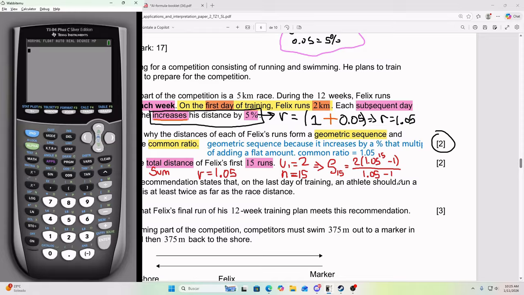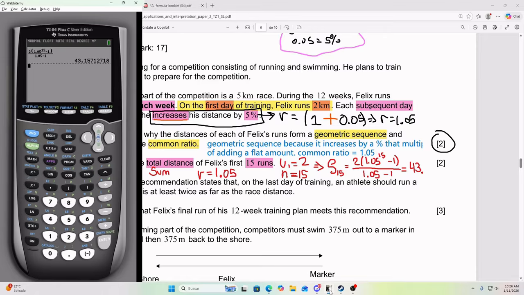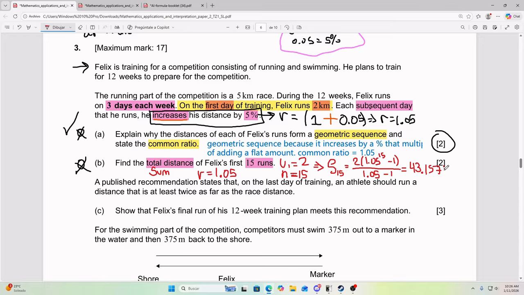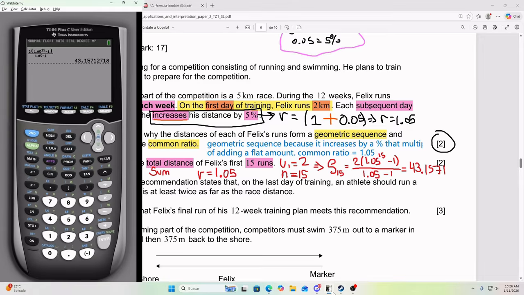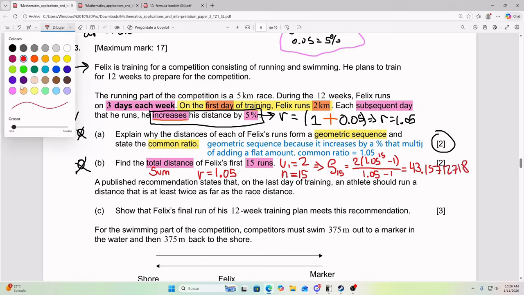Because it's a fraction, I suggest for plugging in more easily that you press alpha y equals and pick the first one to put a fraction. See here we can do 2 parentheses 1.05 to the power of 15, drop down, minus 1, and then in the denominator 1.05 minus 1. All of this makes it a little more friendly to face. And so S of 15 ends up being 43.1571718.